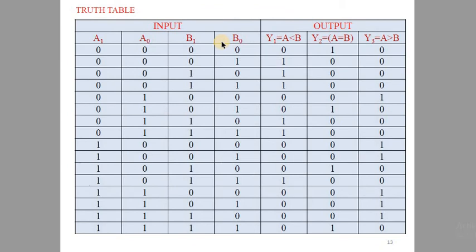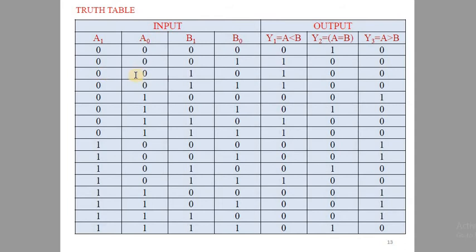Therefore, when we compare, what does this mean? Here 0, 0 is the A value and this 0, 0 is the B value. When we compare, 0, 0 is exactly equal to 0, 0, which means A is equal to B. Therefore this output is 1 and all others are 0. In the next row the A value is 0, 0 but the B value is 0, 1. B is greater than A. Therefore this is 1 and the others are 0.